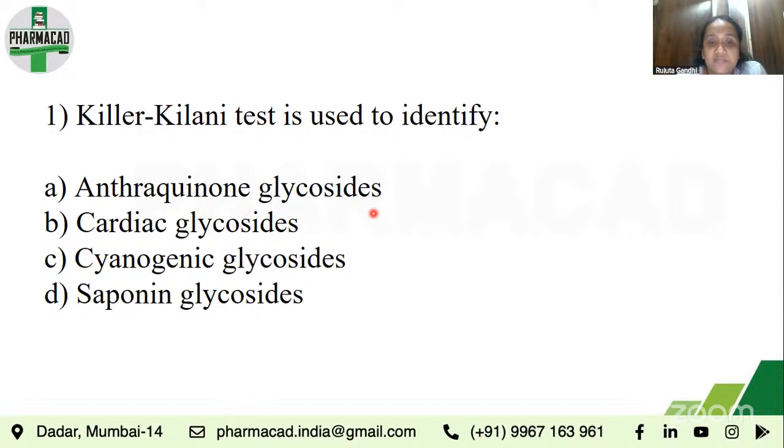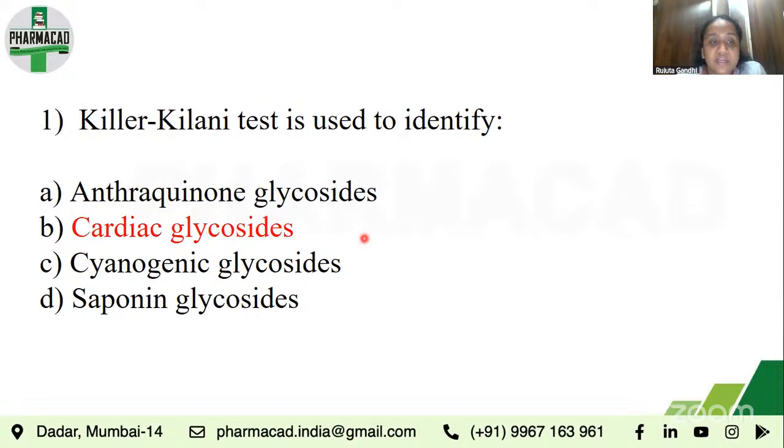Let me say it myself. For anthraquinone, we majorly do the Borntrager's test. For cardiac glycosides, we do a lot of tests, one of which is Keller-Kiliani. So the answer to this is the Keller-Kiliani test. For cyanogenic glycosides, we generally do the HCN, hydrocyanic acid test. For saponin, we do the foam test, or also the hemolysis test. If you want to revise these different tests, you can go back to my video of glycosides part 1, where I have discussed all these tests in detail.